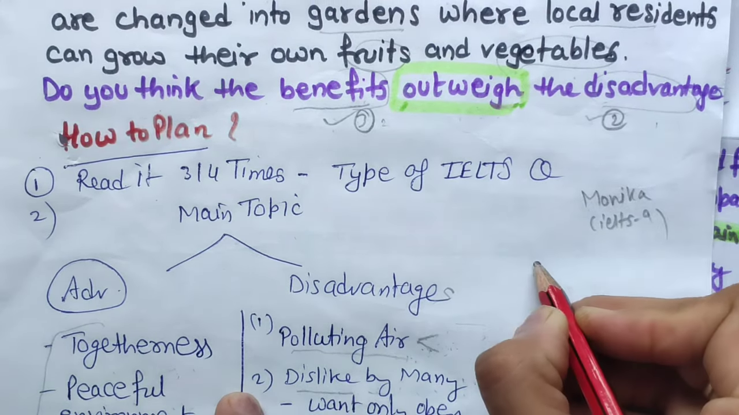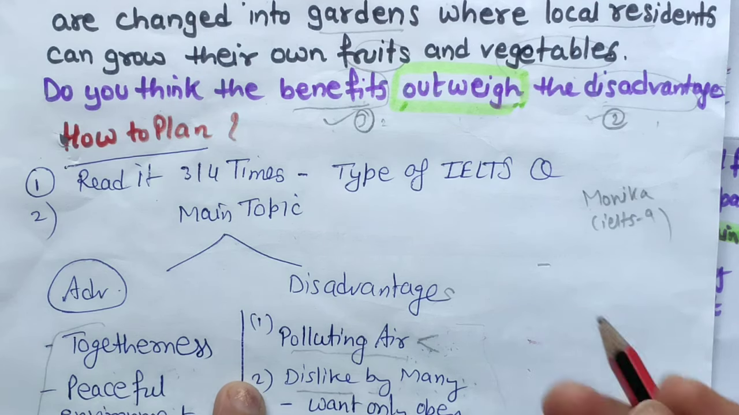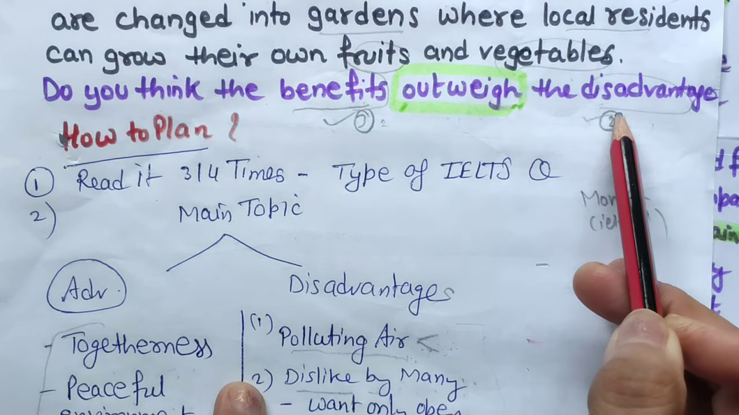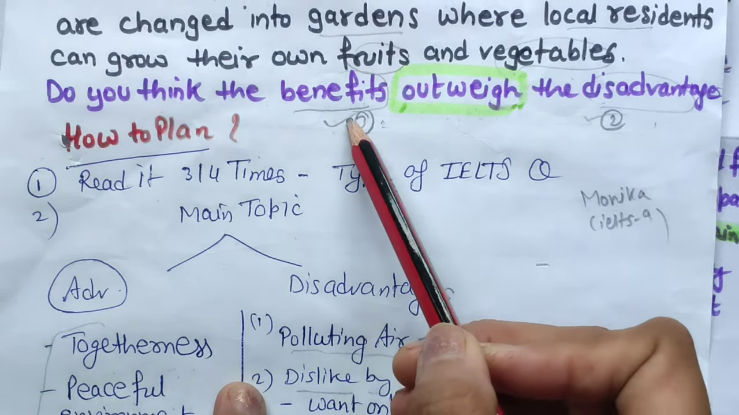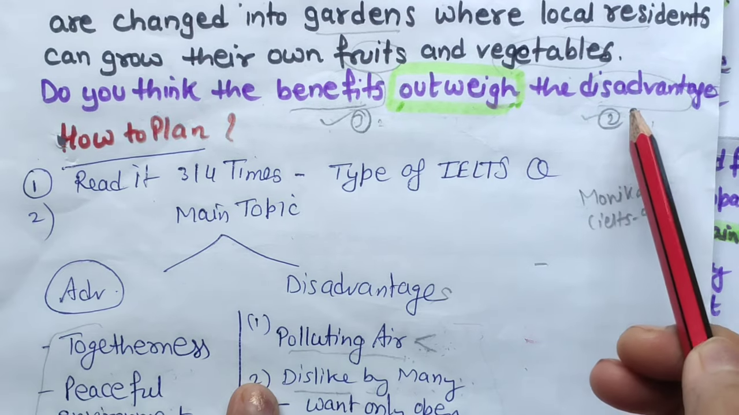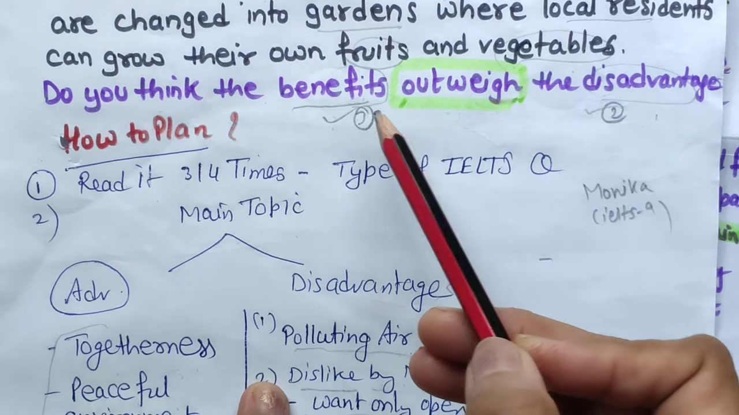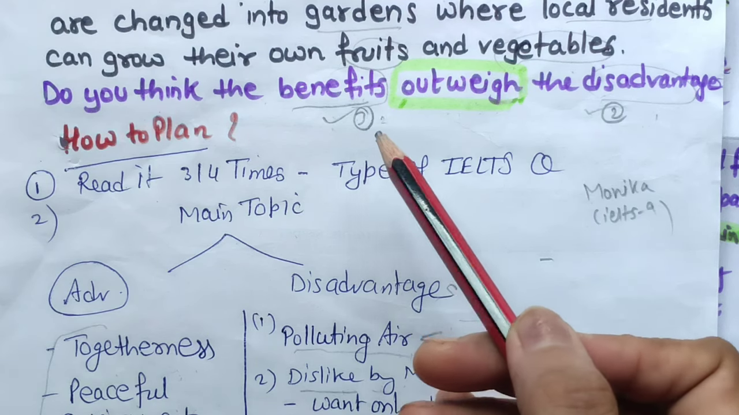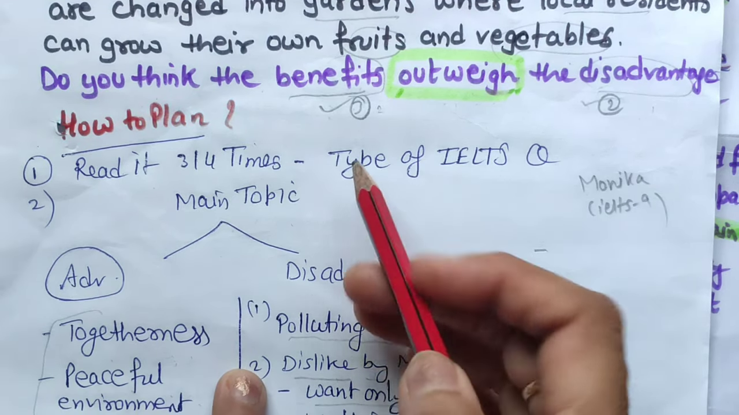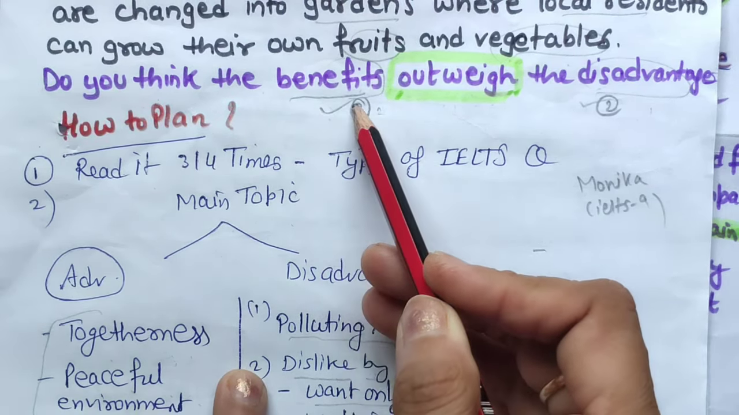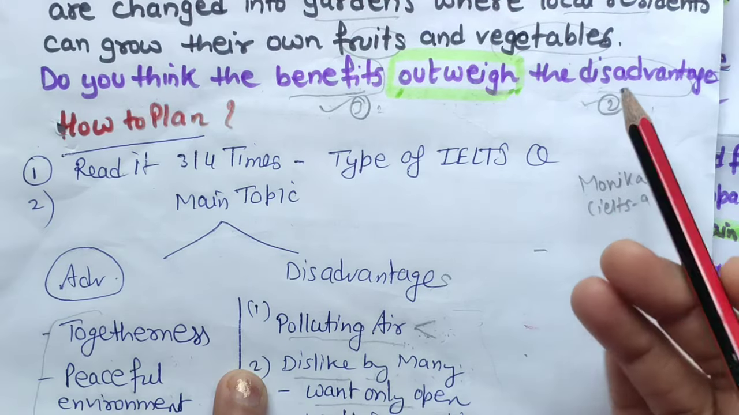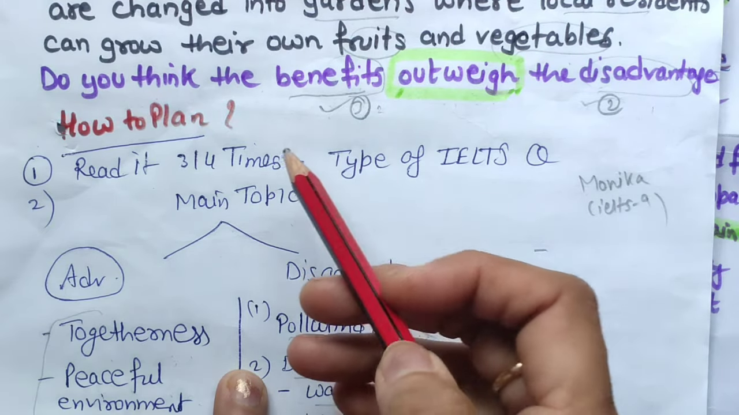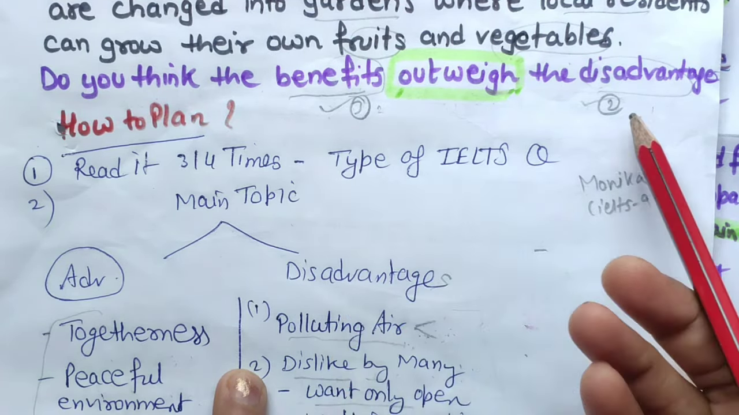What is the format for this type of question? Do you think the benefits outweigh the disadvantages? Most of the students are confused about what kind of situation and what kind of format will be there. Definitely, if you think that it has more benefits than disadvantages, then you can say I agree that the benefits outweigh the disadvantages.